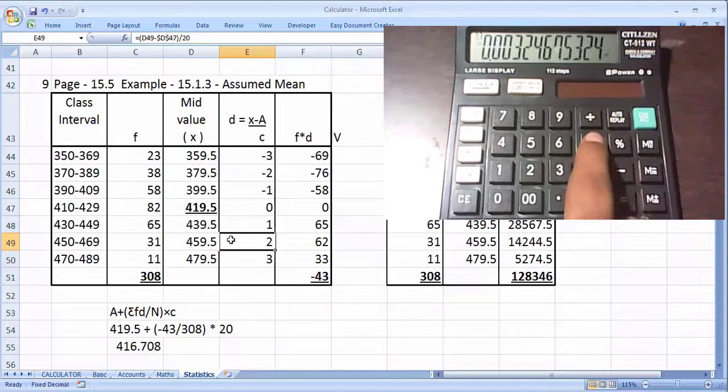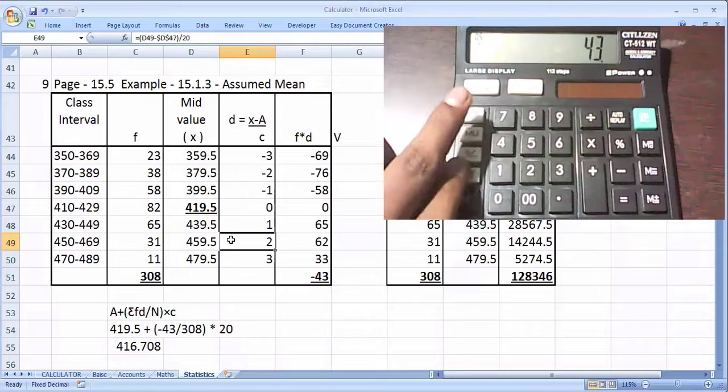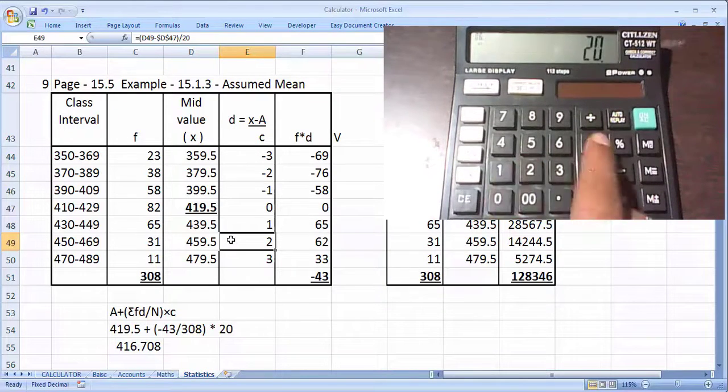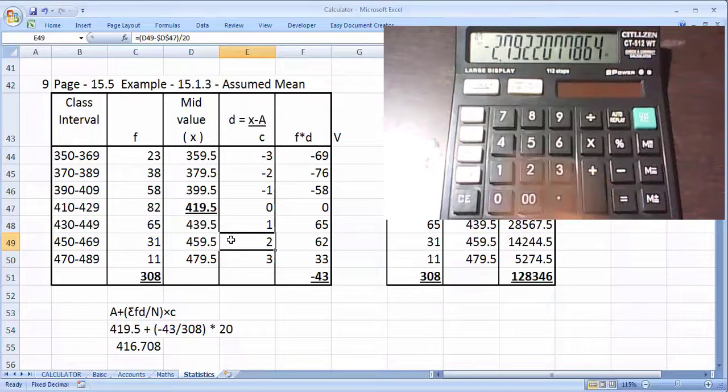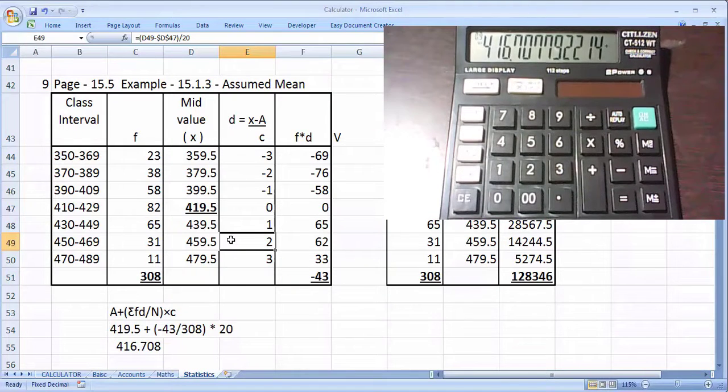So press this plus or minus key, and that will give you minus 43, divided by 308, into the class interval we got, 20. That comes to minus 2.7. What is the assumed mean we have taken? Plus 419.5 is the assumed mean. Now the answer is 416.707. This is the answer. Actually, this is an MCQ, so no need to go through such a long process.